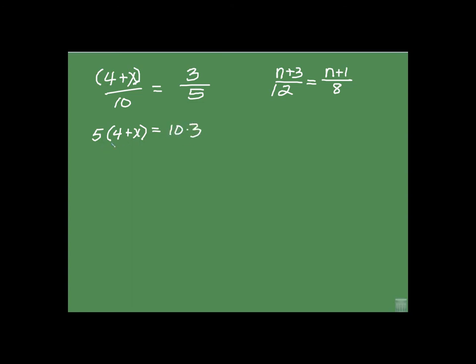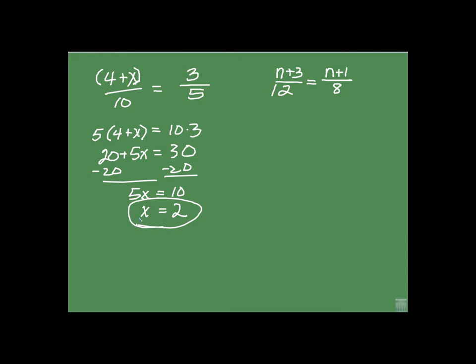Let's go ahead and solve. 5 times 4 is 20, plus 5x equals 10 times 3 is 30. We subtract 20 from each side, and we get 5x equals 10, or x equals 2. There's our solution.